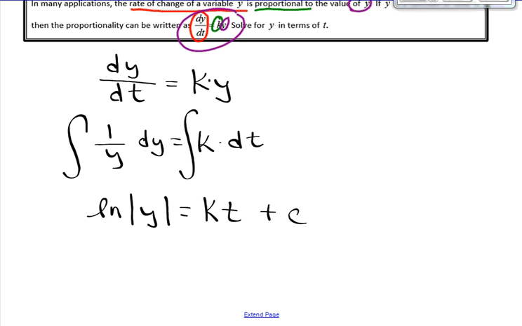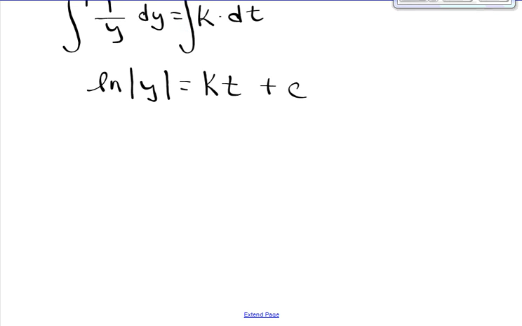Okay. Now, if I were to solve for y, we have the natural log that we have to fix. We would take e to the on both sides, and that's going to knock out the absolute value there. That's going to be e to the kt plus c. And be careful, there that plus c is now in the exponent of e. All right, so we've solved for y.